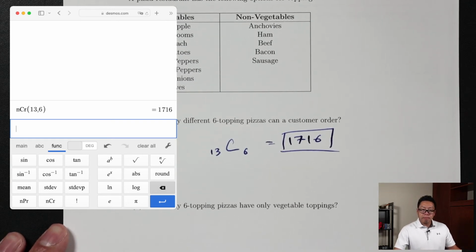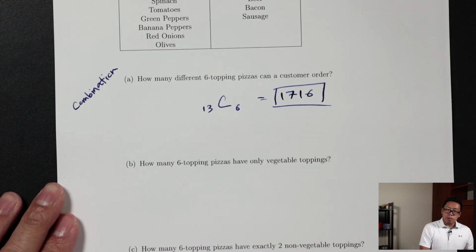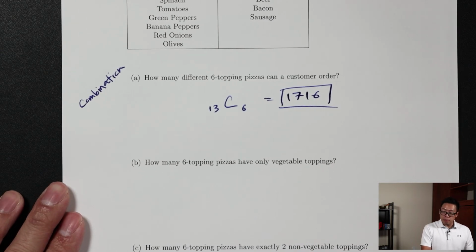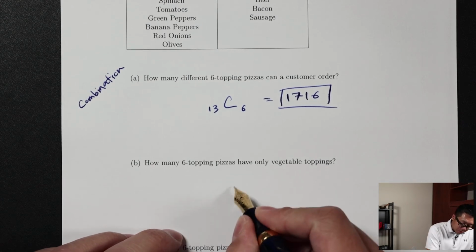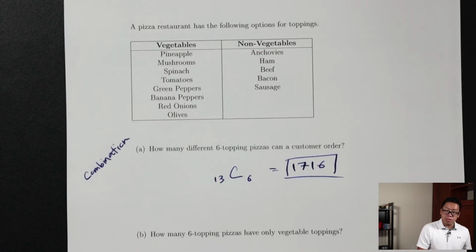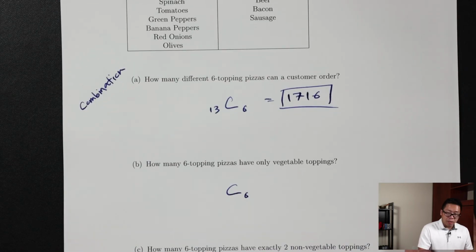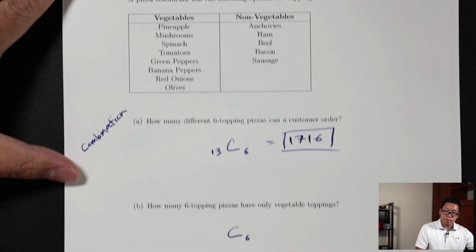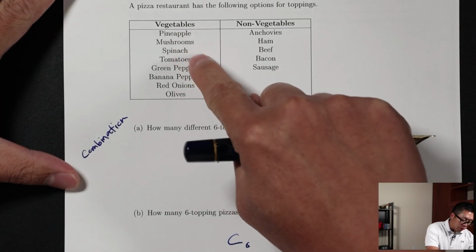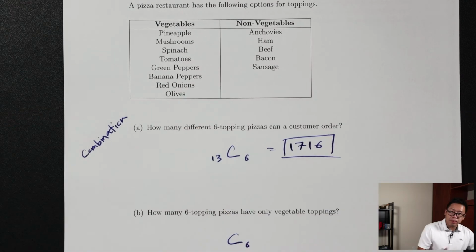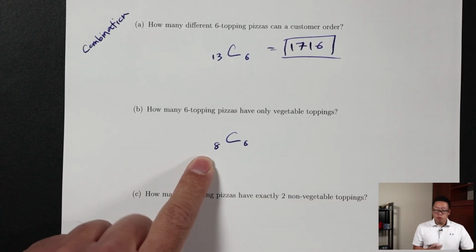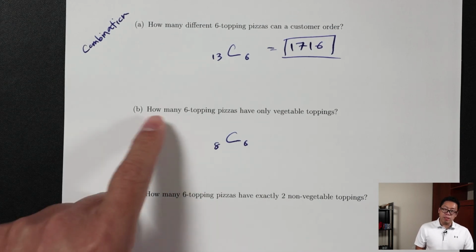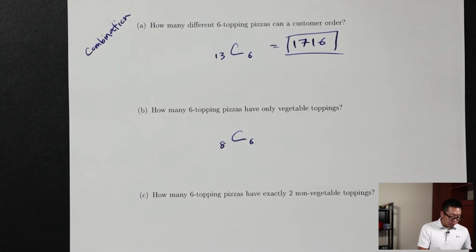Part B, how many 6-topping pizzas have only vegetable toppings? Okay, so if I want only vegetable toppings, I would choose 6. But instead of choosing 6 from all the toppings, I'll just choose 6 from the vegetables. So how many vegetables do we have? 1, 2, 3, 4, 5, 6, 7, 8. So 8 vegetable toppings, choose 6 of them, and that will give me my 6-topping pizza that is only vegetables.